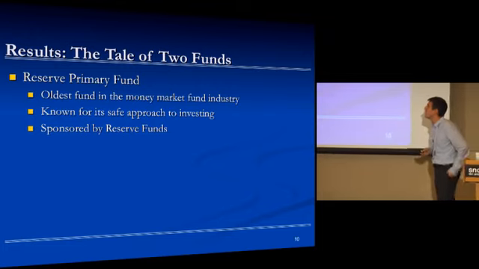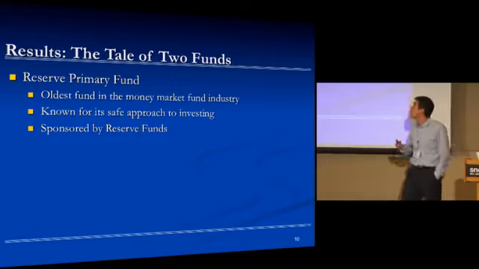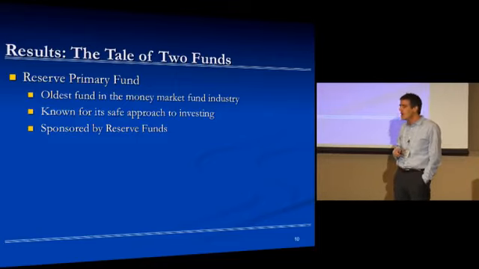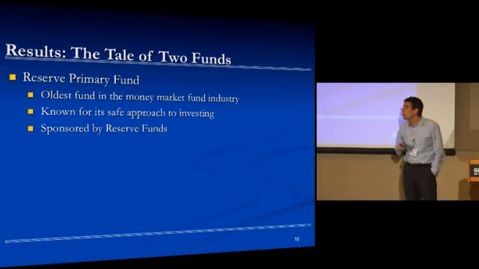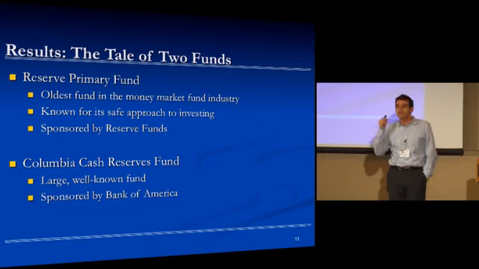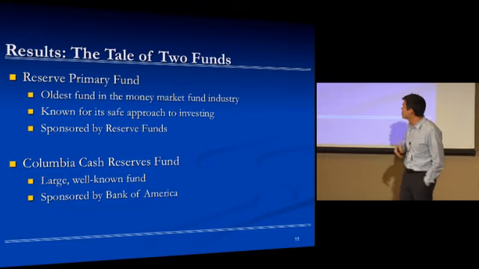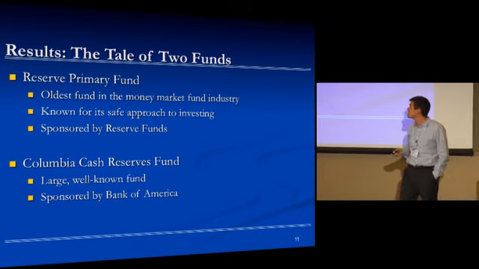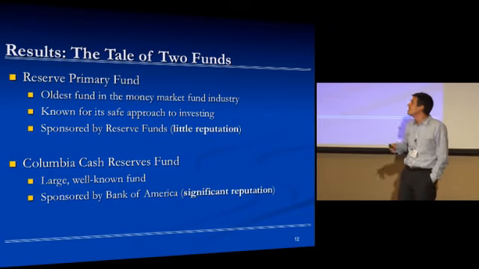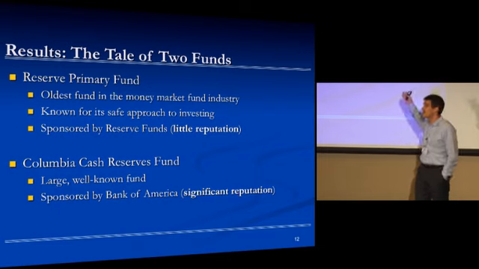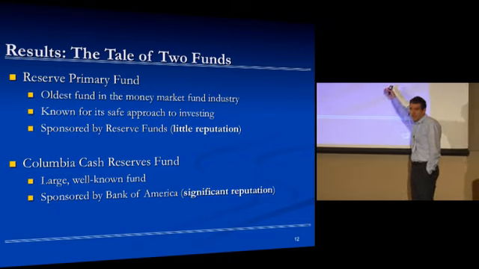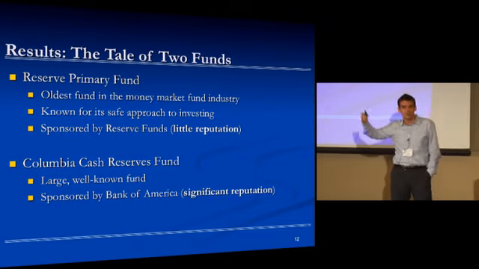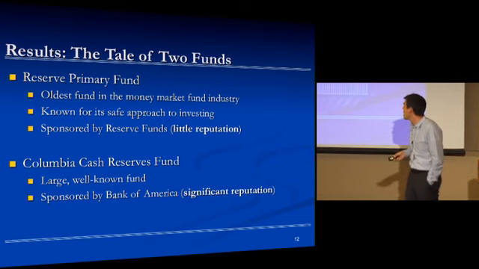So one fund, the Reserve Primary Fund, is one of the oldest funds in the money market fund industry. It was known for its safe approach to investing, and it was sponsored by a management company, Reserve Primary Funds, of Reserve Funds. And I'm going to compare it with the Columbia Cash Reserve Funds, which is a large, well-known fund, and it was sponsored by Bank of America. And what I want to emphasize is the Reserve Primary Fund didn't have a lot of reputation, didn't have a big franchise value, whereas Bank of America clearly has significant reputation, significant franchise value.